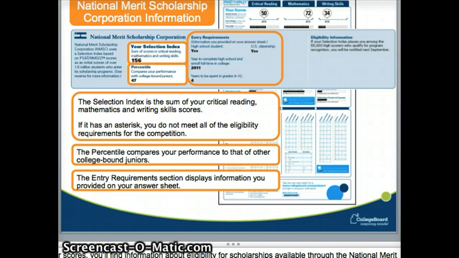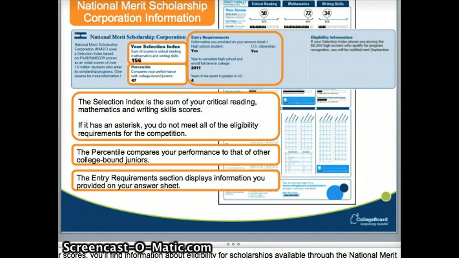Below your scores, you'll find information about eligibility for scholarships available through the National Merit Scholarship Corporation. Each student who takes the PSAT has a selection index. This selection index is the sum of the critical reading, math, and writing skills scores.